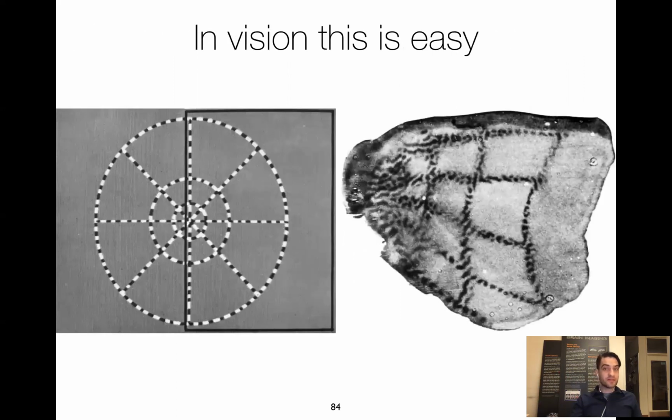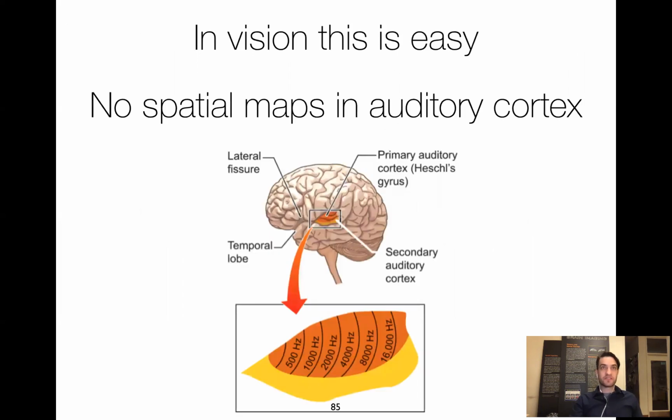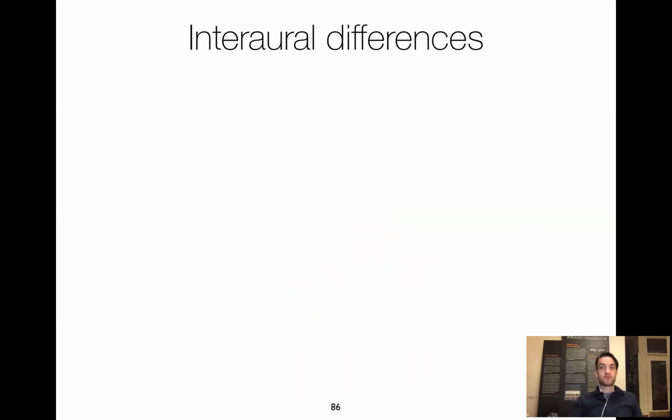In vision, this is easy, okay? In vision, there's a spatial map. If you want to know where something came from, V1 can tell you very easily exactly where it is. If you light up this cell or this cell or this cell, V1 just has that nice and easy. But there are unfortunately no spatial maps in auditory cortex, so how is it going to do it? There are three main principles that we're going to talk about to answer this question. The first principle is called interaural differences, okay?